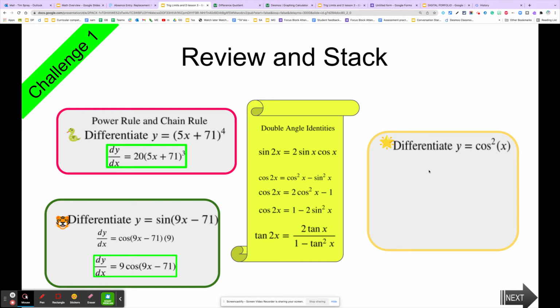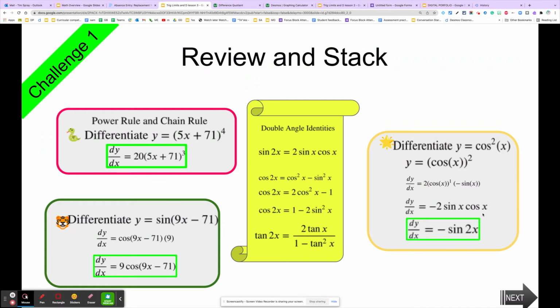This one is more tricky, or you might not know what to do with that too. So first suggestion would be to put it out there, and now we're just going to use the chain rule. So the 2 comes down, cos x to the power 1, and then we need to take the derivative of that internal piece, which is negative sine x. Now, notice this. This is a sine double angle identity. Can you see it? So we could leave this as a negative sine 2x. So be looking for that. That'll show up a few times.